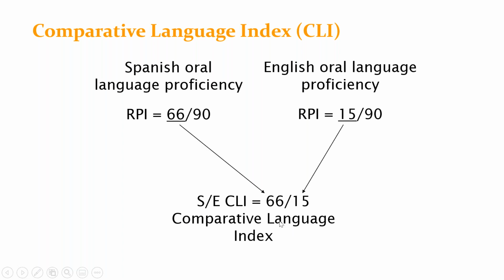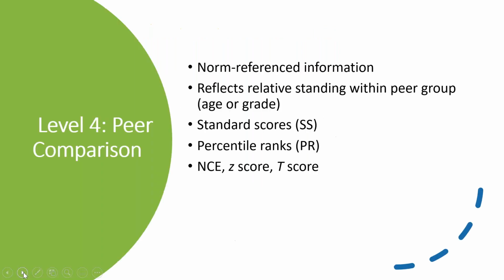We can see here that even though they're not the strongest in Spanish, I mean, 66 over 90 is still low, it's much better than the 15 over 90 that they scored in English. So they are performing higher in Spanish than they are in English. So that's available on the WMLS. That's also available on the oral language battery.